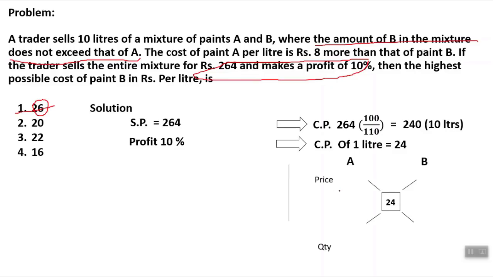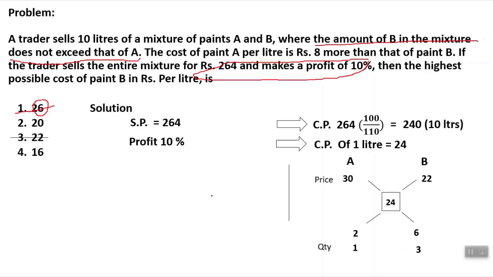The mixture cost is 24, B costs 22, A costs 30. The diagonal differences are 2 and 6, and this is the ratio of the quantities. So if A is used 1 liter in the mixture, B would be 3 liters. B's quantity is more than A, and therefore this option is not going to work.